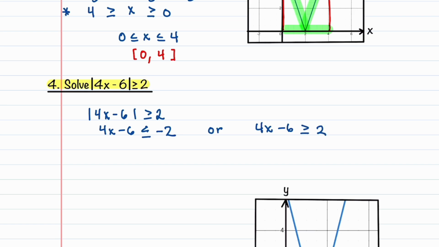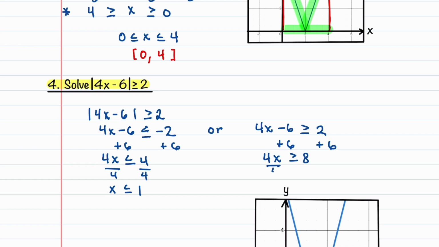Let's now work on the left piece. We want to get 4x by itself. So we're going to add 6 to both sides. This gives us 4x is less than or equal to 4. Dividing both sides by 4, we get that x is less than or equal to 1. Now let's work on the right-hand side. We're going to get 4x by itself, so we'll add 6 to both sides. This gives us 4x greater than or equal to 8. Then we divide both sides by 4. We're kind of running out of room here, so let's put it over here. This gives us x is greater than or equal to 2.